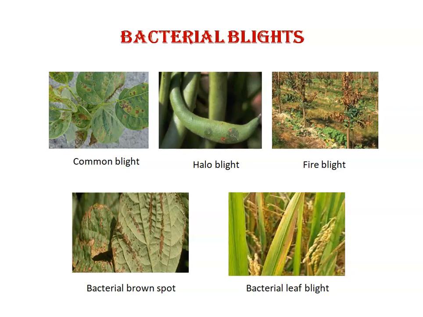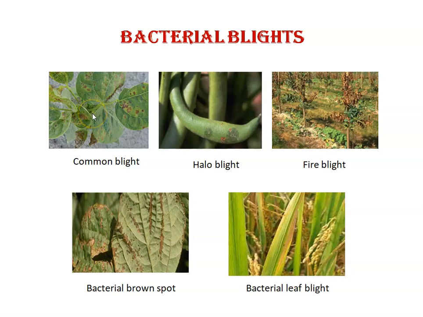Bacterial blight refers to several diseases with varying types, including common bacterial blight, halo blight, bacterial brown spot, and bacterial leaf blight. These diseases are caused by different bacterial species, and symptoms vary by host, but often include lesions, spots, wilting, and yellowing on leaves and other plant parts.